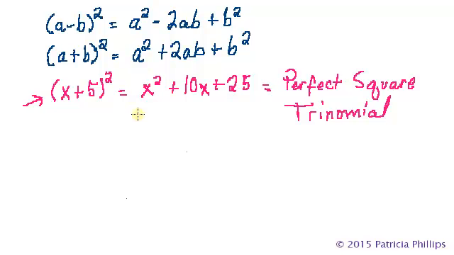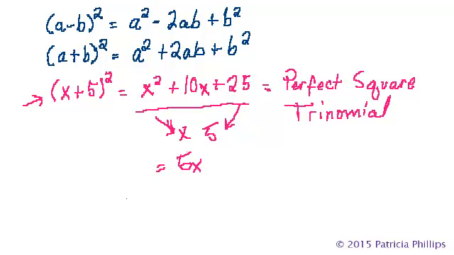And the answer is usually going to look something like this. You know that it's a perfect square trinomial because the first term is a square, the last term is a square, and the term in the middle is the root of the first and last terms multiplied times 2. For example, the root of the first term here is x. The root of the second term here is 5. So essentially you have a 5x.